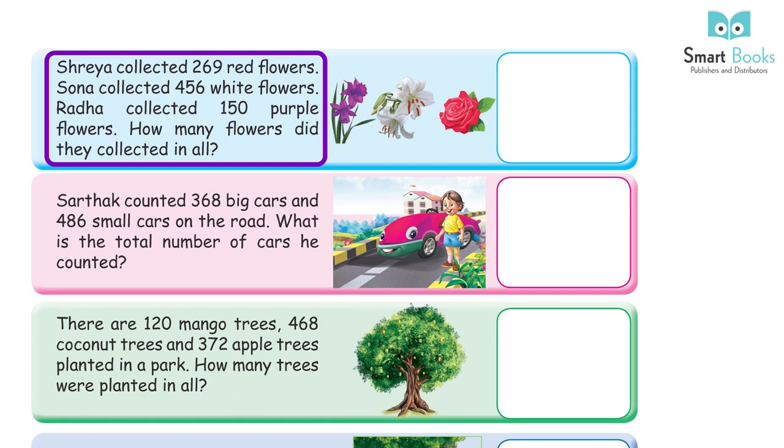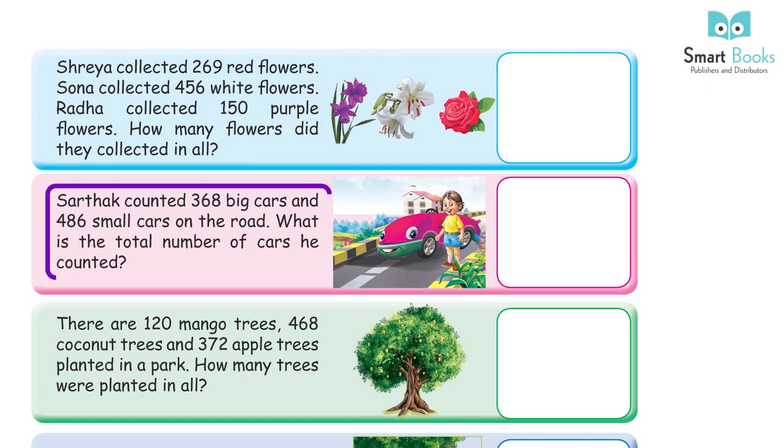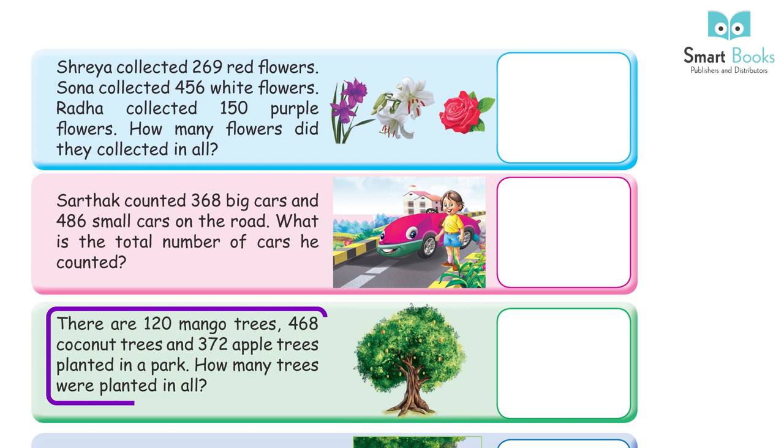Answer 875. Sarthak counted 368 big cars and 486 small cars on the road. What is the total number of cars he counted? Answer: 960. There are 120 mango trees, 468 coconut trees and 372 apple trees planted in a park. How many trees were planted in all?